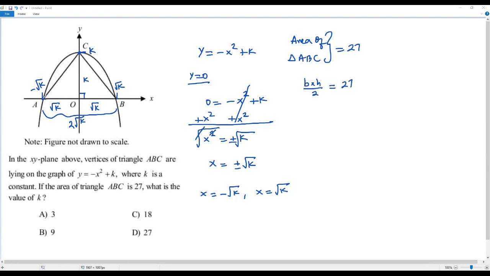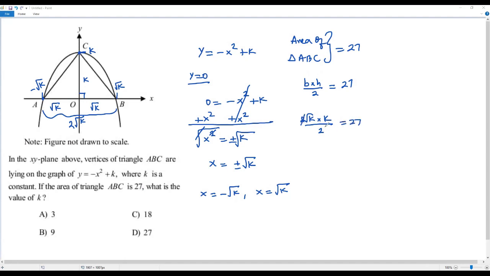Okay, we know that AB represents the base of the triangle. Its length is 2 times square root of k. We can plug in this 2 times square root of k for the base over here. Let me do it. 2 times square root of k. And this OC represents the height of the triangle. Its length is k. We can plug in this k for the height over here. Then we get k over here divided by 2 equals 27.